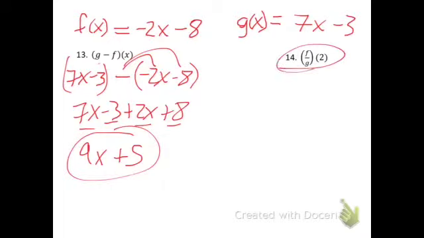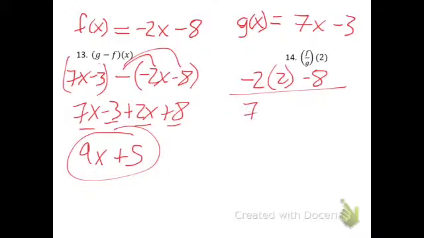And on 14, this one you got to do f over g, but notice it's got the 2 there. So you're going to put 2 where all the x's are. We get negative 2 times 2 minus 8 on top of our fraction, and 7 times 2 minus 3 on bottom.